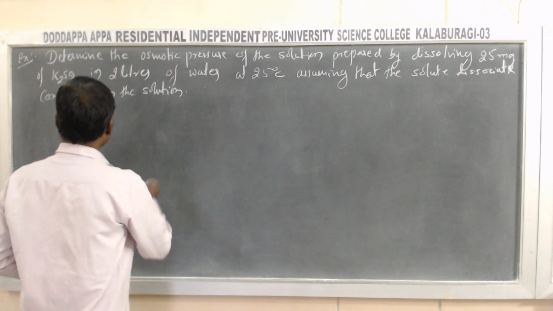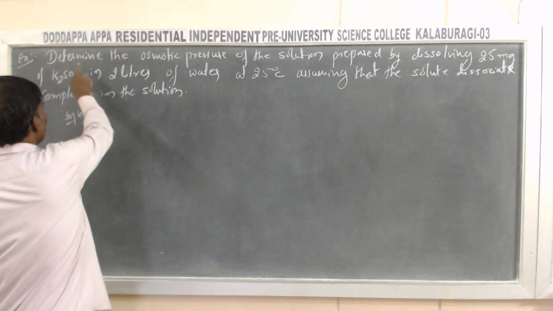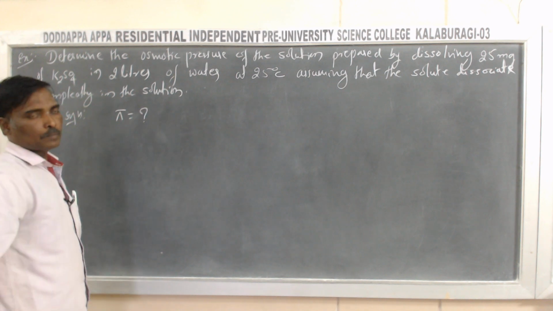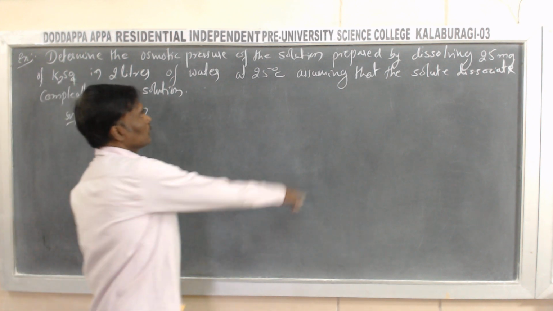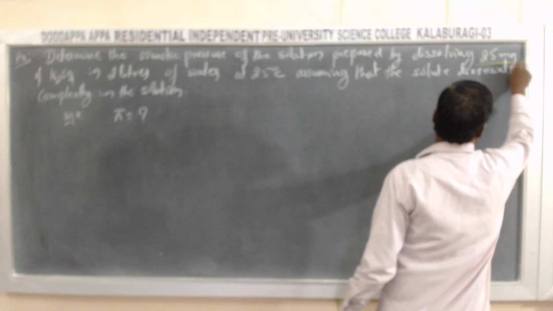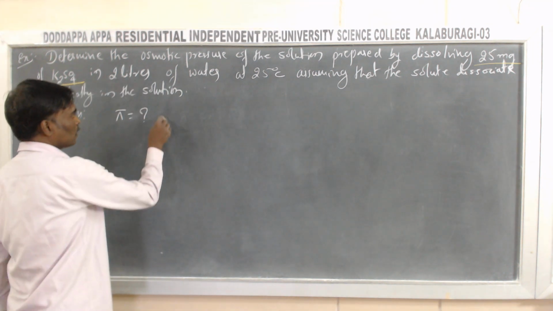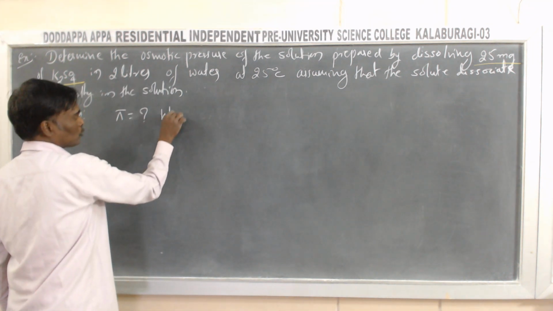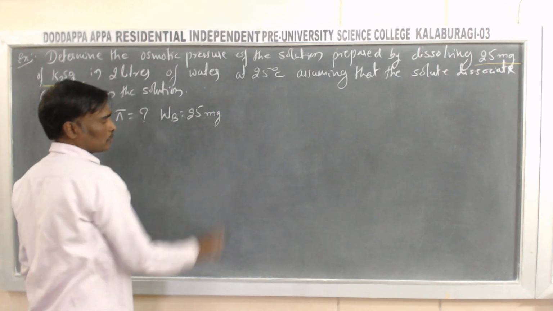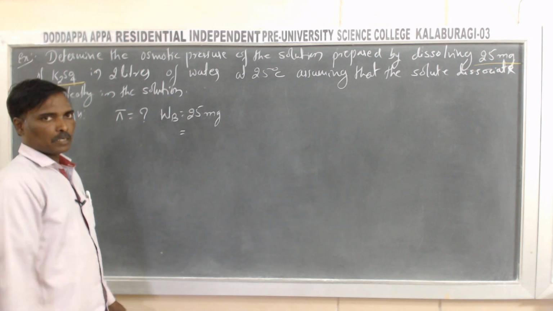So first, let me write the given things. Determine the osmotic pressure. Osmotic pressure is unknown, so pi is equal to question mark. Then the solution is prepared by dissolving 25 milligrams, so this is the mass of potassium sulfate. Mass of solute is written as W_B, which is equal to 25 milligrams. We cannot use milligrams, so we convert that milligrams into grams.